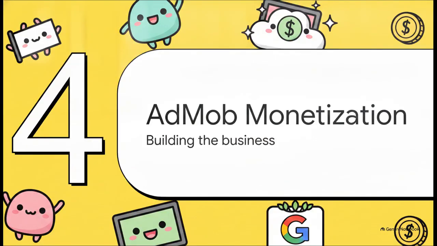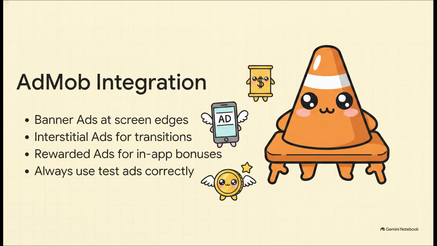Let's talk money in Section 4, Monetizing with Google AdMob. Creating an app is awesome, sure, but monetizing it, that turns it into a true business. By integrating Google AdMob, you can bring in revenue through a few different formats. There are banner ads that just sit quietly at the top or bottom, interstitial ads, which are those full-screen ads that pop up at natural transition points, and rewarded ads, where a user might watch a quick video to get an in-app bonus.